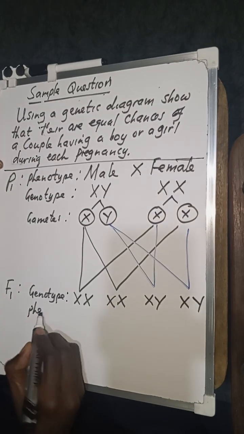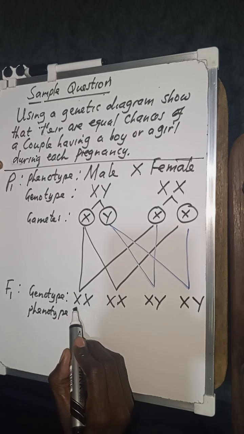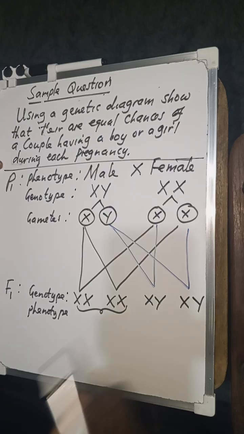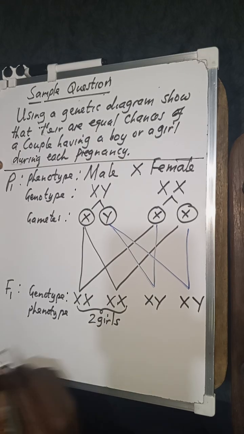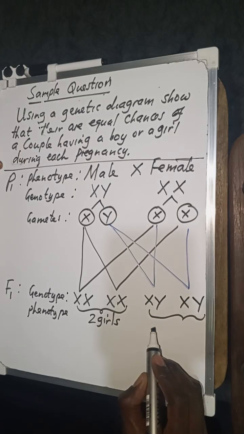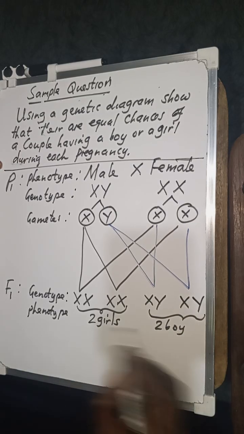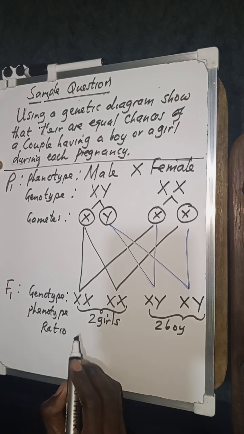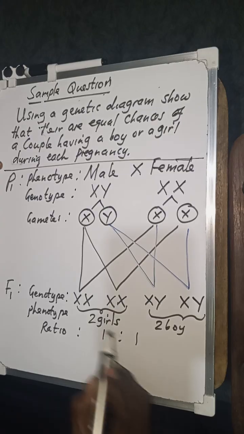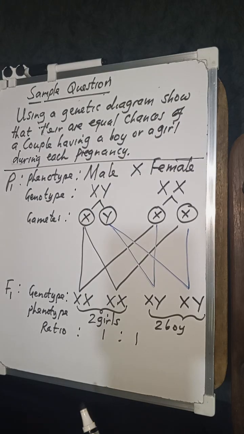So what would be, in this case, the phenotype? You can see that these two are actually girls. So there are 2 girls that you are able to see there. And these are indicating that there are 2 boys that you have there. So that is what we are talking about. If they talked about the phenotypic ratio, the ratio would have been 1 to 1. Remember, 2 there, 1, 2 there, 1. So the ratio would have actually been 1 to 1.